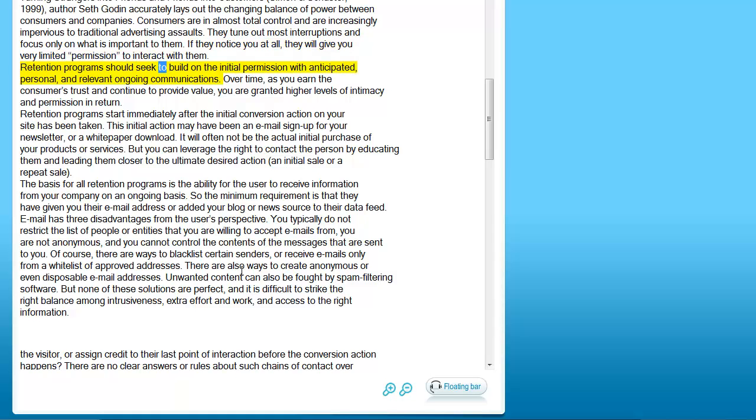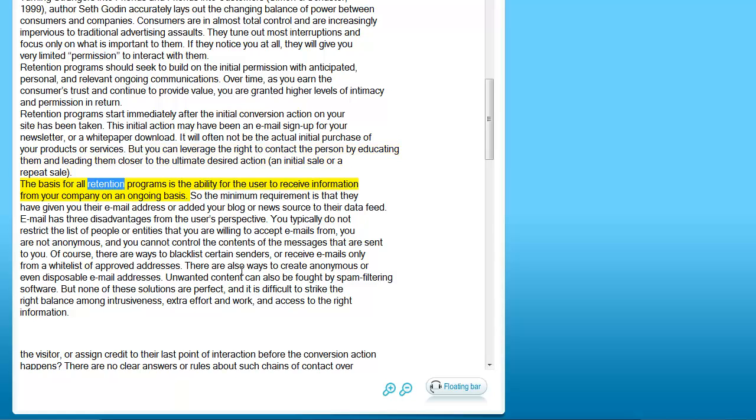Retention programs should seek to build on the initial permission with anticipated, personal, and relevant ongoing communications. Over time, as you earn the consumer's trust and continue to provide value, you are granted higher levels of intimacy and permission in return. Retention programs start immediately after the initial conversion action on your site has been taken. This initial action may have been an email sign-up for your newsletter, or a white paper download. It will often not be the actual initial purchase of your products or services. But you can leverage the right to contact the person by educating them and leading them closer to the ultimate desired action, an initial sale or repeat sale.